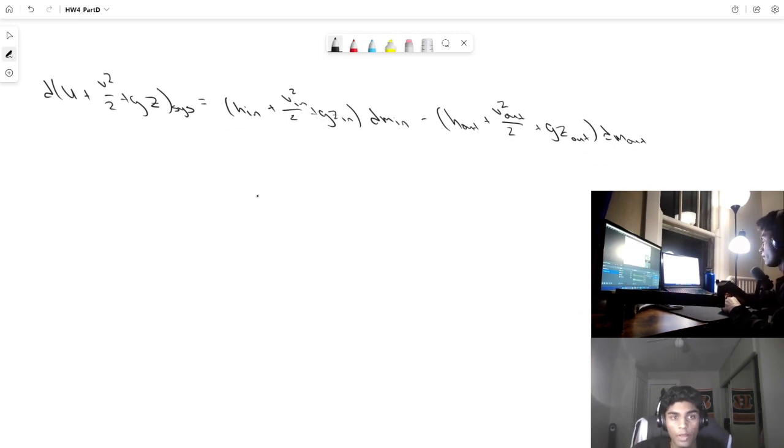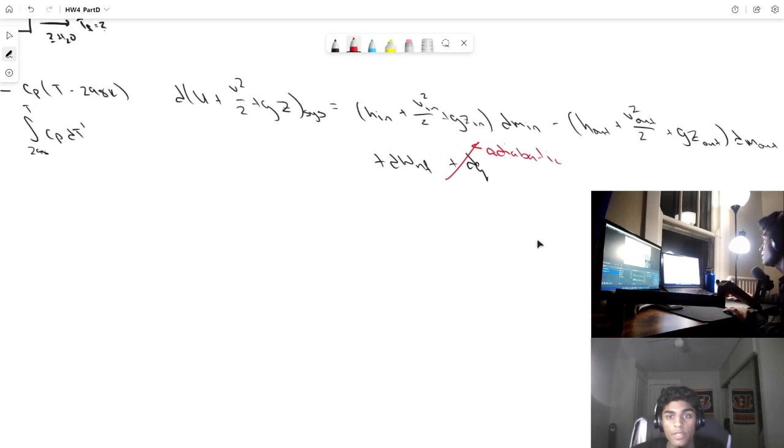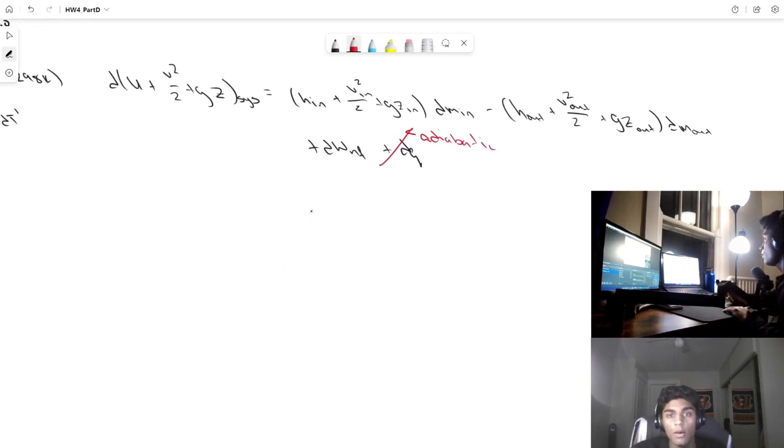And we also have some differential non-flow work and some differential amount of heat. Now, a couple assumptions can be made. The first assumption is that we are not really going to have this dQ here, because it's an adiabatic system, no difference in heat. We can also assume a steady state.